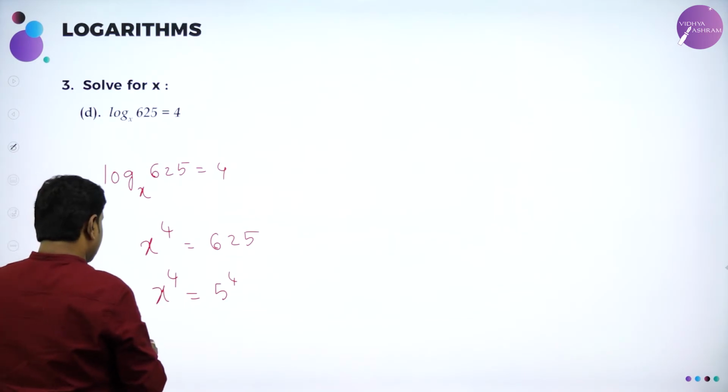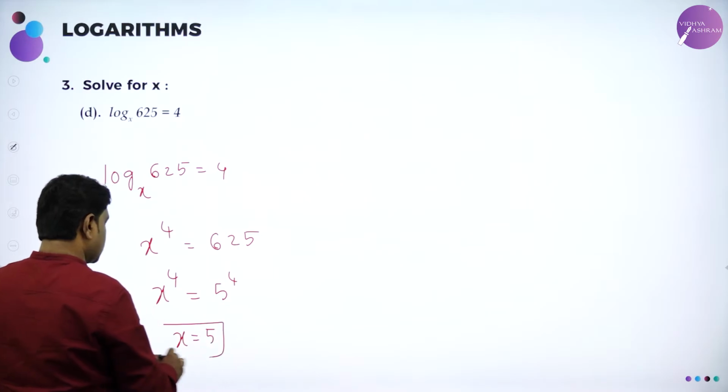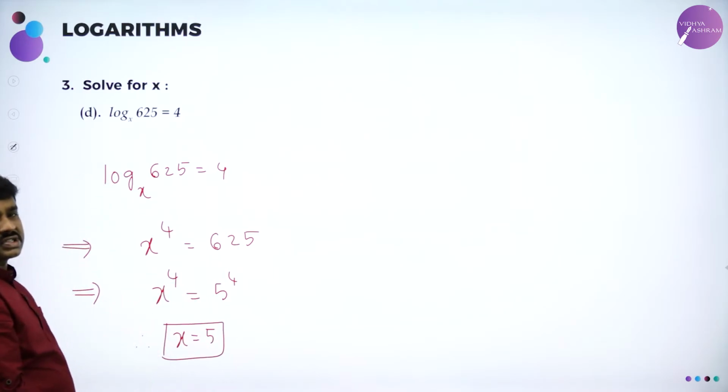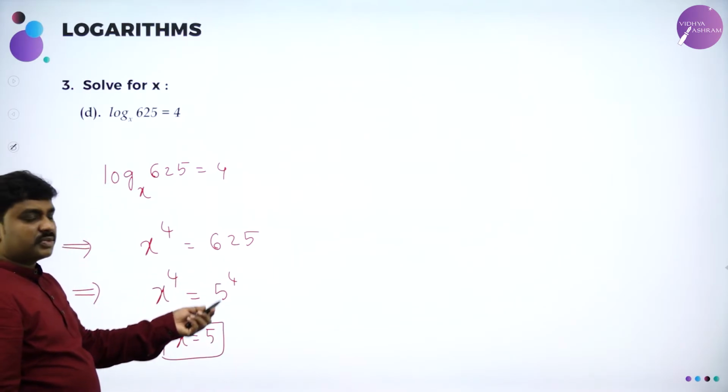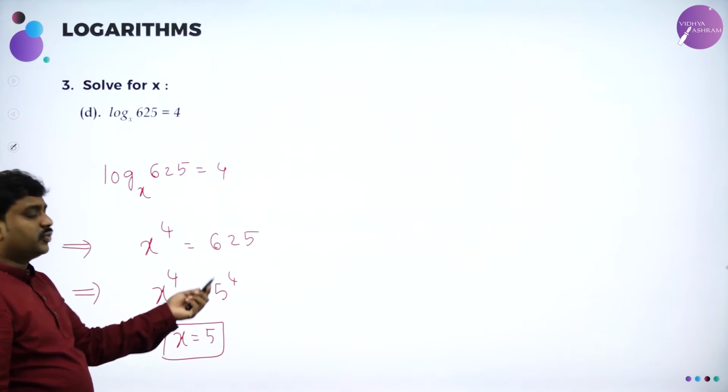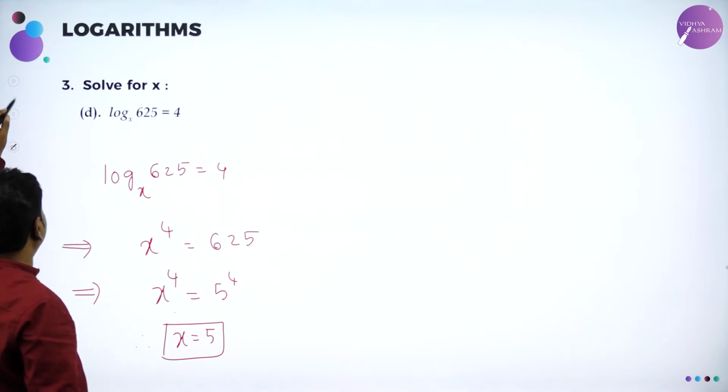So therefore now powers are same, you can equate the bases. So x has to be 5. Powers are same, I am equating the bases. x power 4 is 625 means 625 can be written as 5 power 4. So in the place of x I have 5.